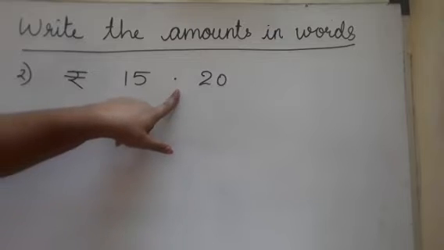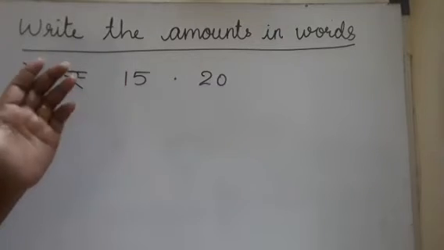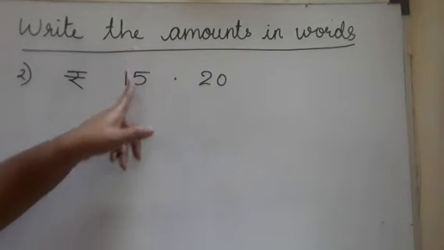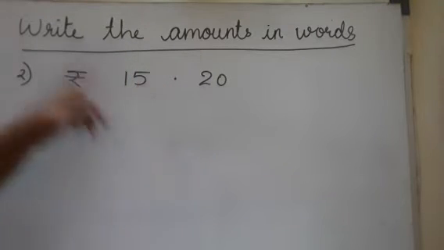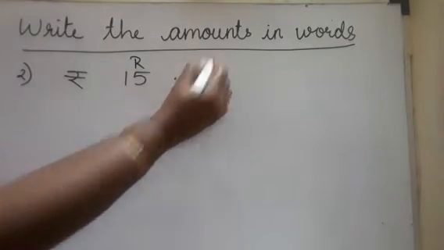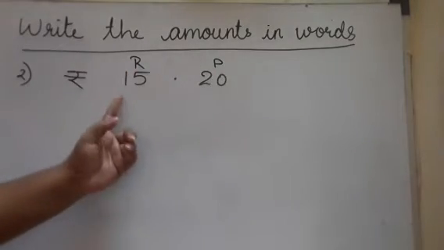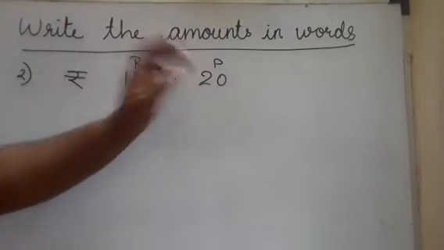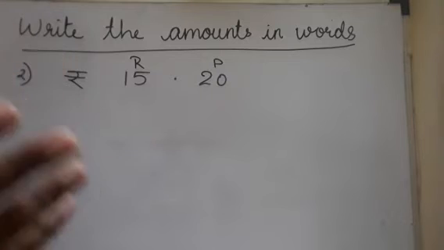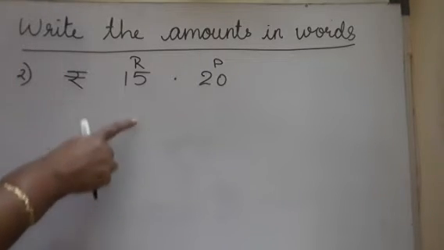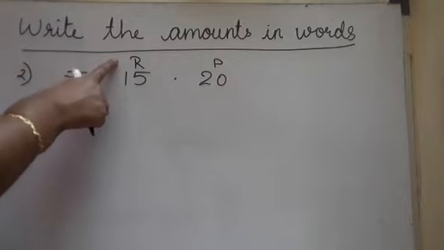Look at this. The number before the dot is what? Rupees or paise? Tell me louder. The number before the dot is rupees and the number after the dot is paise. Then can you please tell me what this amount is? It is 15 rupees.